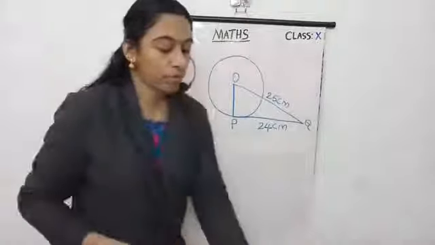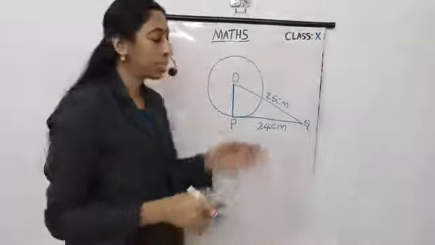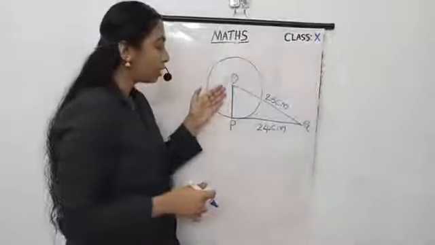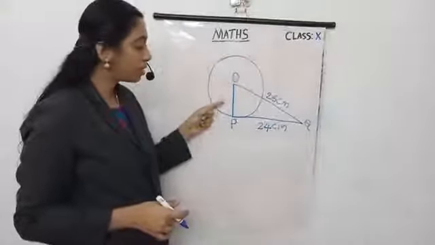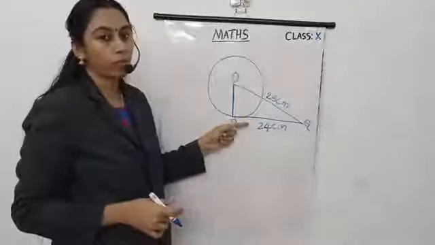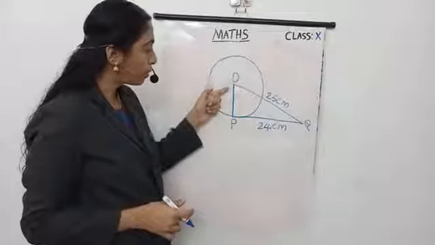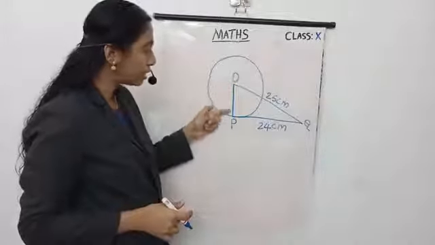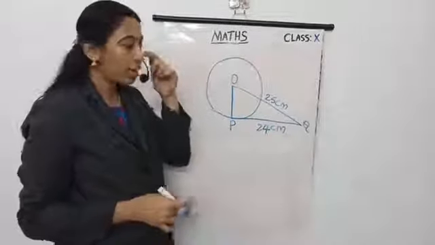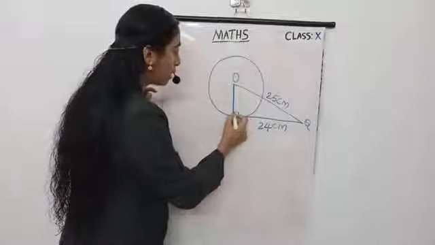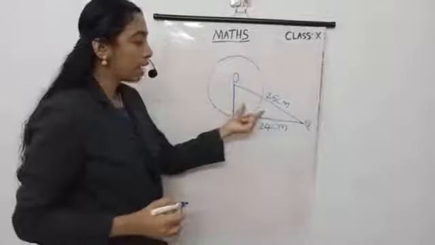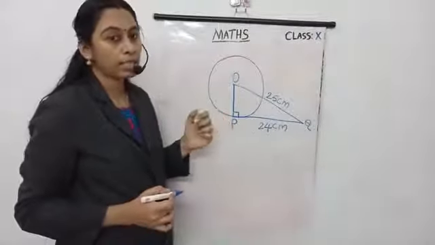We need to find the radius of the circle. Now listen, the radius of the circle is the perpendicular distance to the tangent of the circle. Isn't it? So this distance is the radius of this circle. Now listen, this is perpendicular, so this is 90 degrees and this triangle is a right angled triangle.